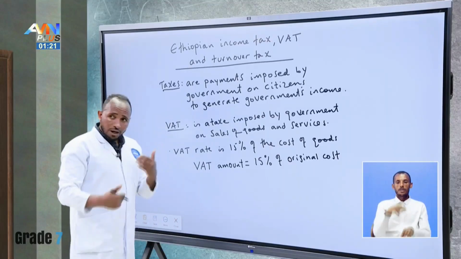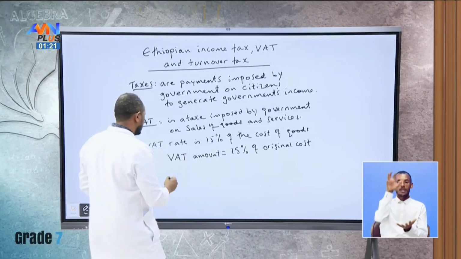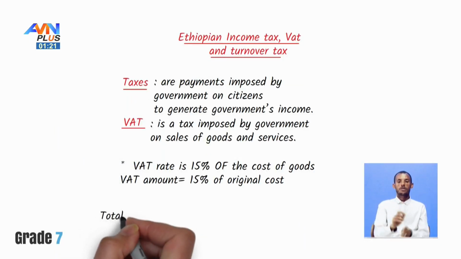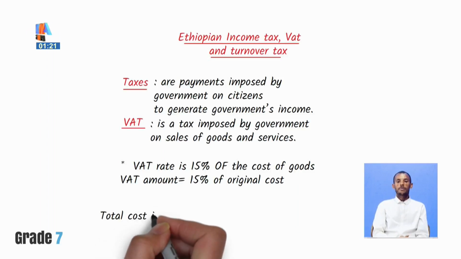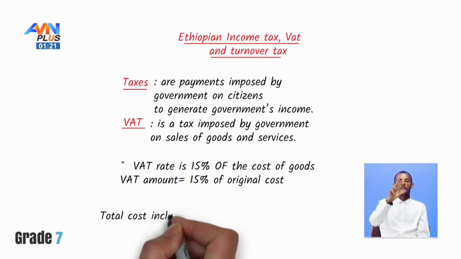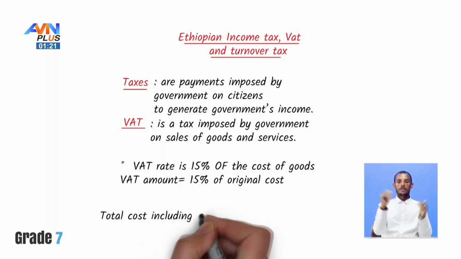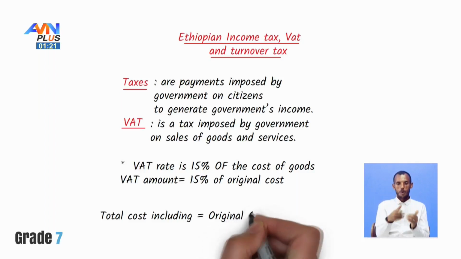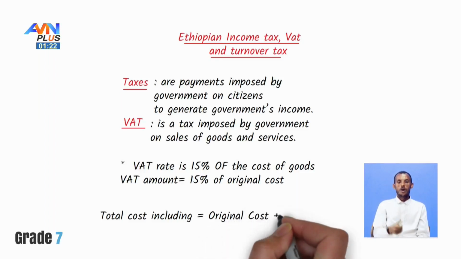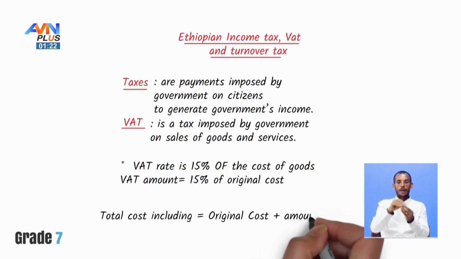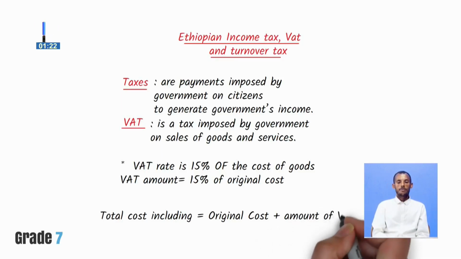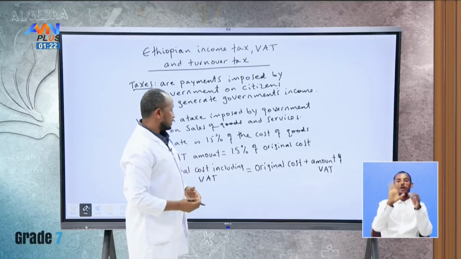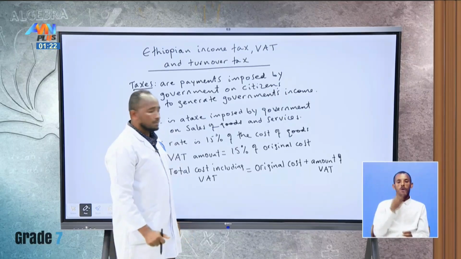So the total cost, including VAT, is given by this. Total cost including VAT is equal to the original cost plus the amount of VAT. So these are the equations to calculate VAT. We'll see examples for this.